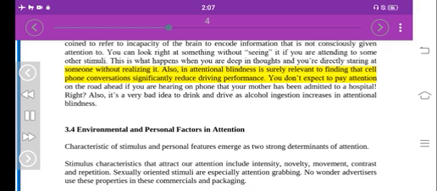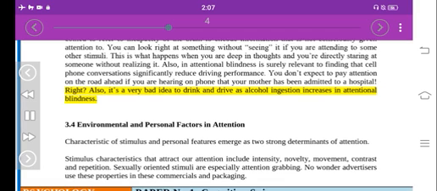Also, inattentional blindness is surely relevant to finding that cell phone conversations significantly reduce driving performance. You don't expect to pay attention to the road ahead if you are hearing on the phone that your mother has been admitted to a hospital. Right. Also, it's a very bad idea to drink and drive, as alcohol ingestion increases inattentional blindness.